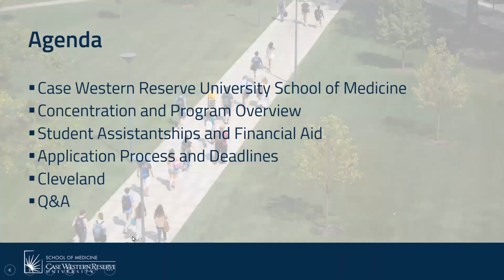So a quick agenda for us. We're going to talk a little bit about Case Western Reserve University School of Medicine. We'll jump into talking about the Medicine Society and Culture concentration, and talk about the program overview for the Masters in Bioethics and Medical Humanities. We'll talk about student assistantships and financial aid. We'll talk about the application process and the deadlines. We'll talk a little bit about Cleveland, Ohio, and where we're located, and then we'll go into a little bit of Q&A.